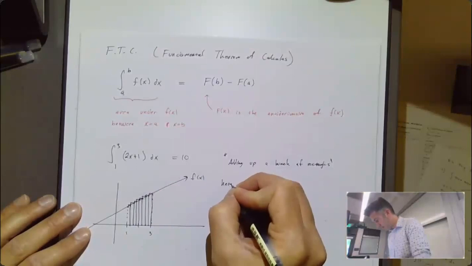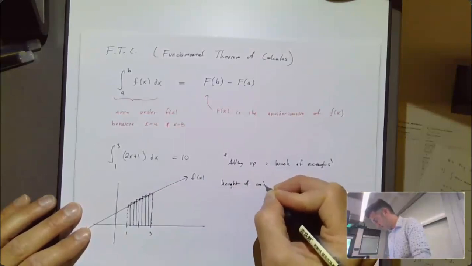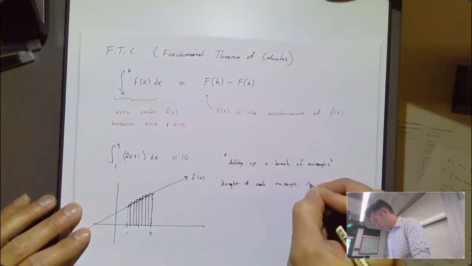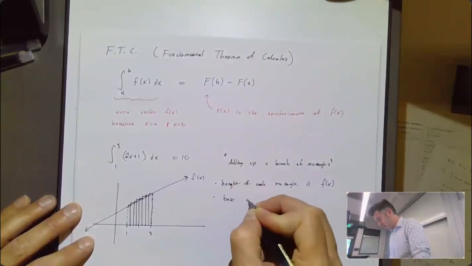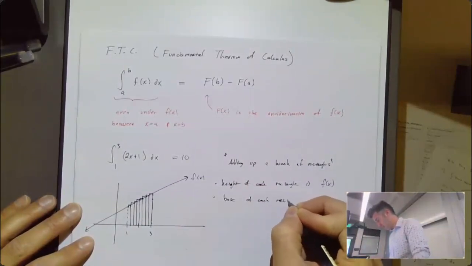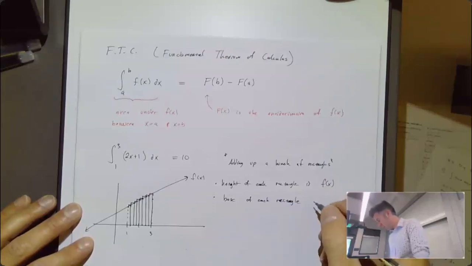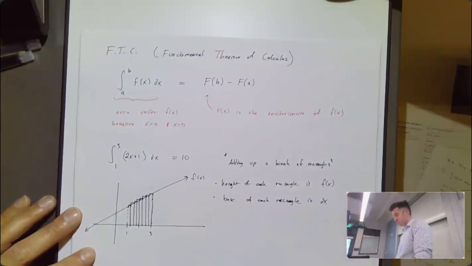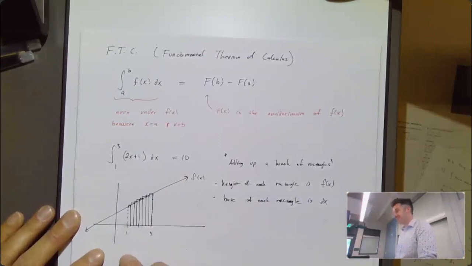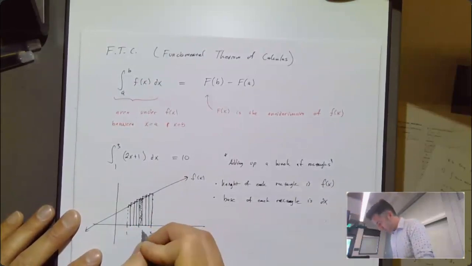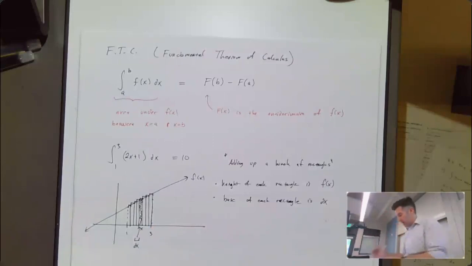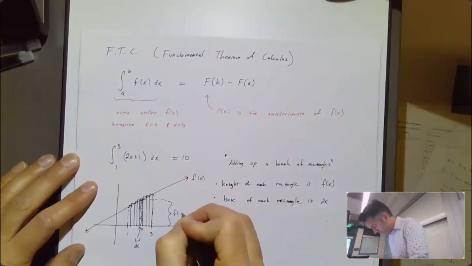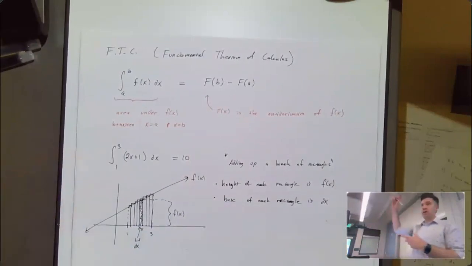The height of each rectangle is the function height, f of x. And the base of each rectangle, or the width if you prefer, is dx. So we're thinking about this rectangle that's over at x has a base of dx, the small change in x, and it has a height of whatever your function value is at that point. So we're taking this one rectangle whose base is dx, whose height is f of x, and then we're adding them all up.